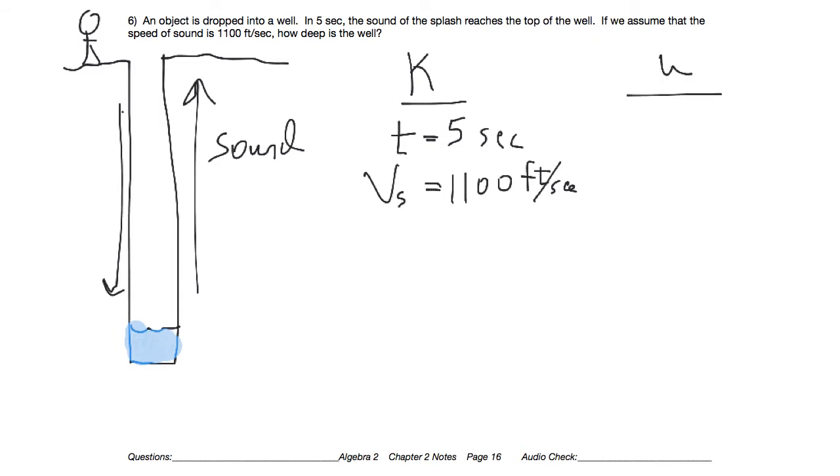What else do we know? Not much. We know that the object is dropped also. We're trying to find the distance. How deep, the depth of the well, from the ground level all the way down to the water level.